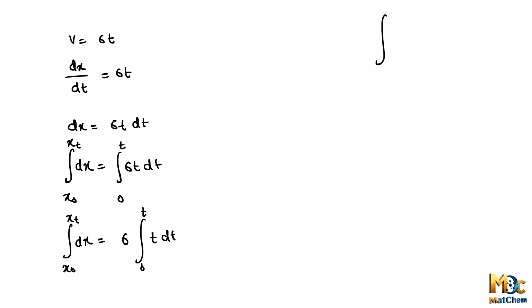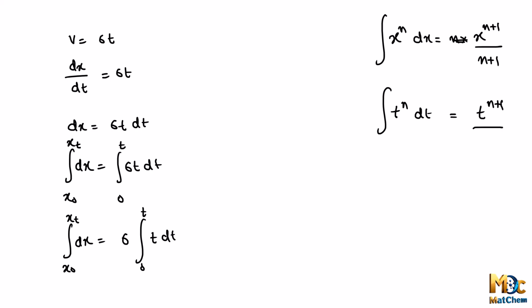Here you need to understand one thing. Integral of x raised to n dx is equal to x raised to n plus 1 upon n plus 1, plus c. But we are applying the limits, there is no need of constant of integration. So integral of t raised to n dt is equal to t raised to n plus 1 upon n plus 1.